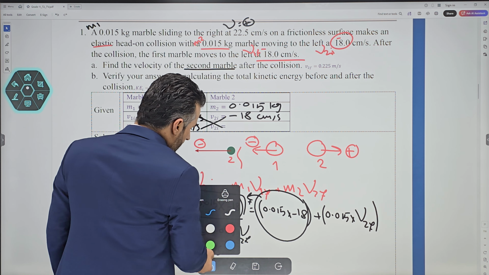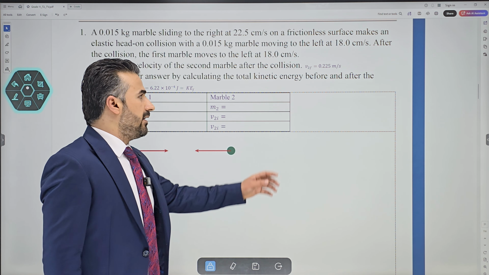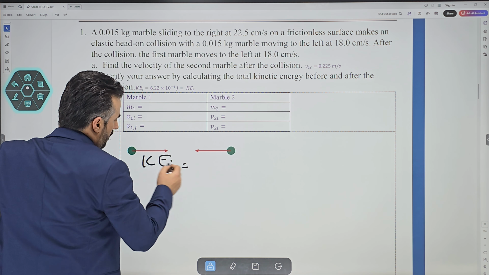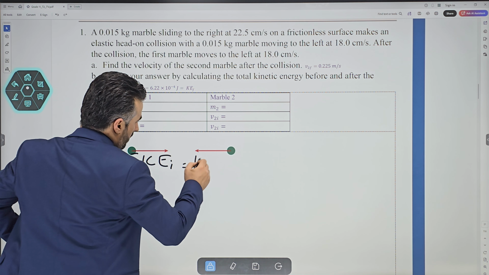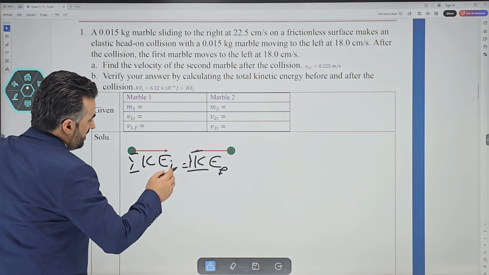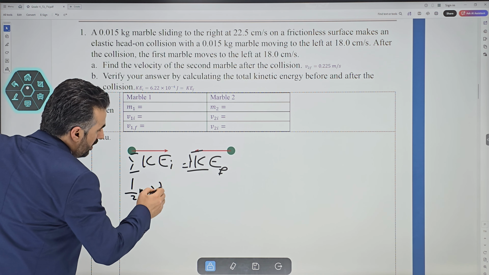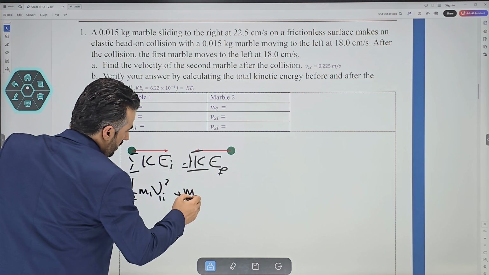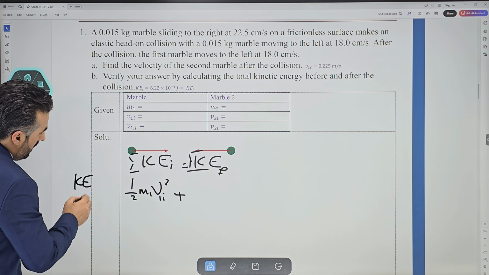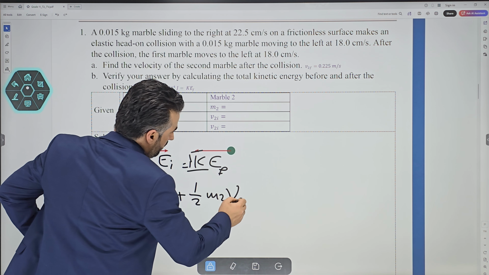Now, for the second part, let's say, verify your answer by calculating the total kinetic energy before and after. Because it is conserved, the total kinetic energy initial must equal the total kinetic energy final. The first one we can say is 1/2 m1 v1 initial squared, the kinetic energy before, plus 1/2 m2 v2 initial squared.